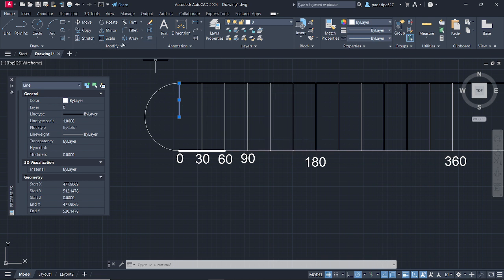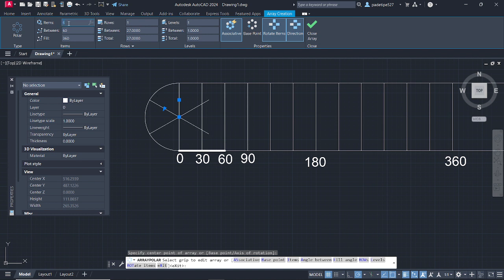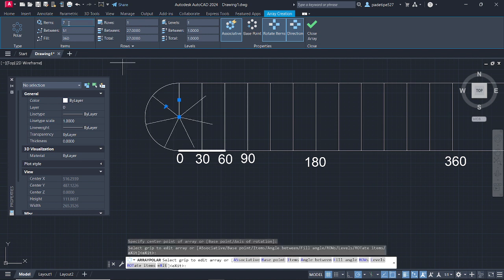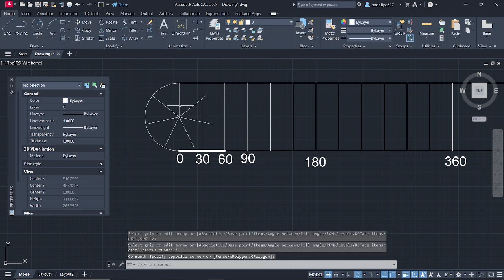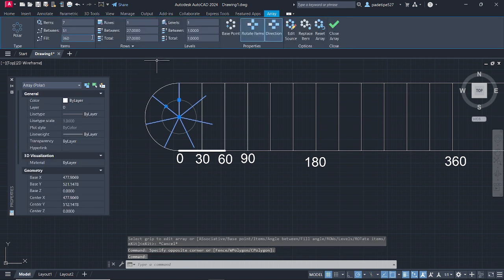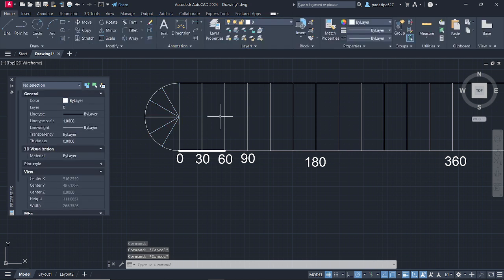So we're going to array this one. All right, center point is this, and instead of 6 we use 7. Good, we've done that, right? So 7 lines, but there is also a slight problem. We don't need it full, we need it at this point, right? So instead of 360 we change it to 180. Good. So we have this already. It's as simple as that.